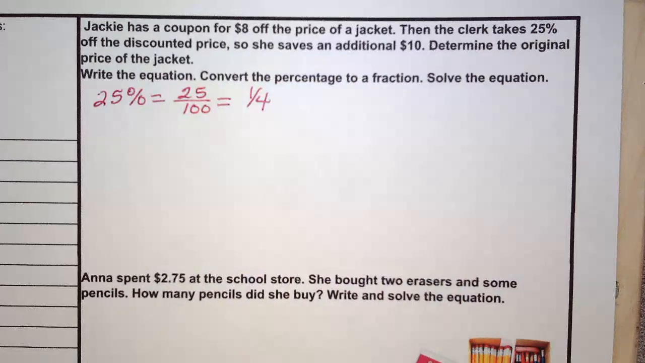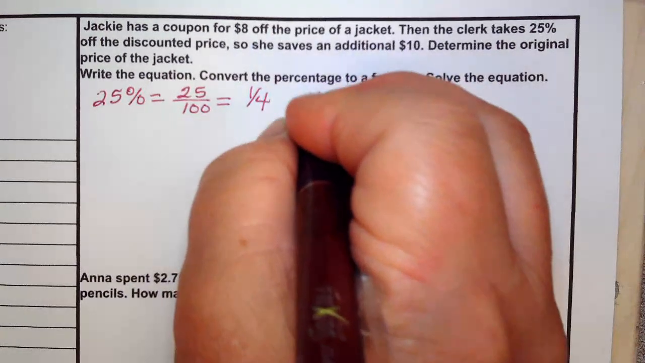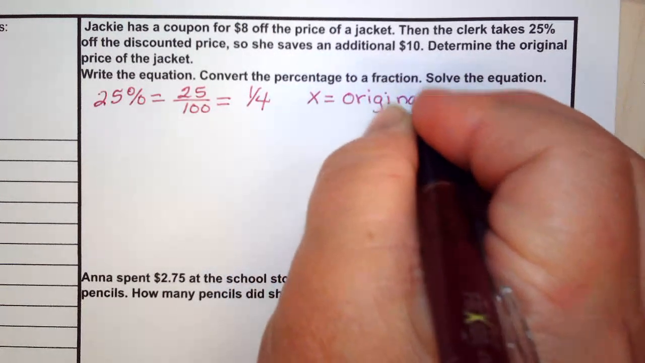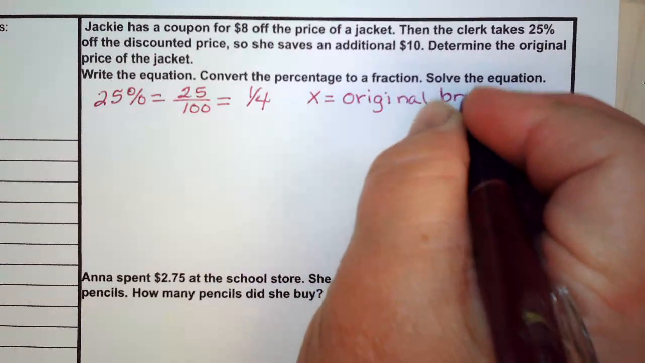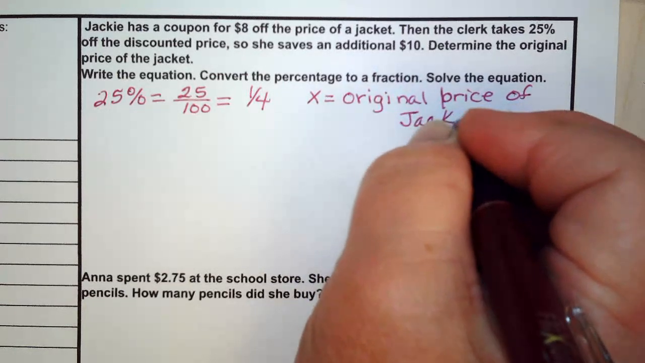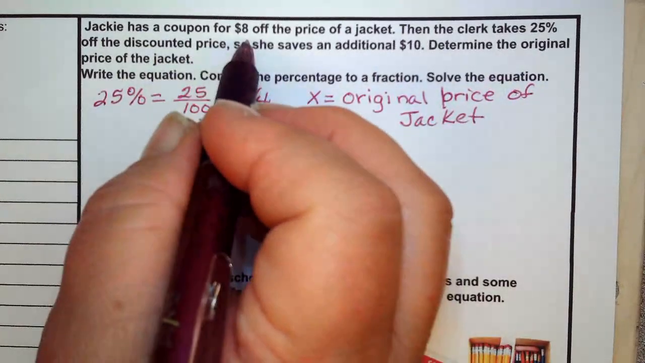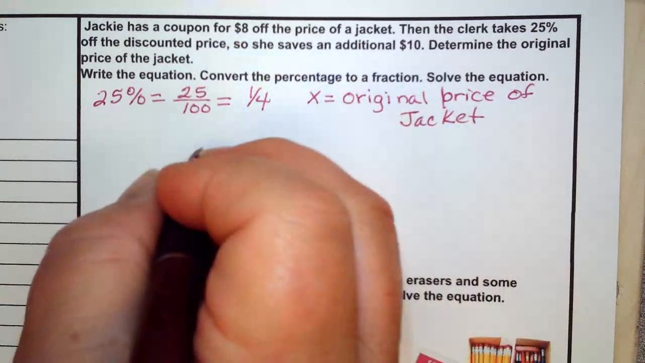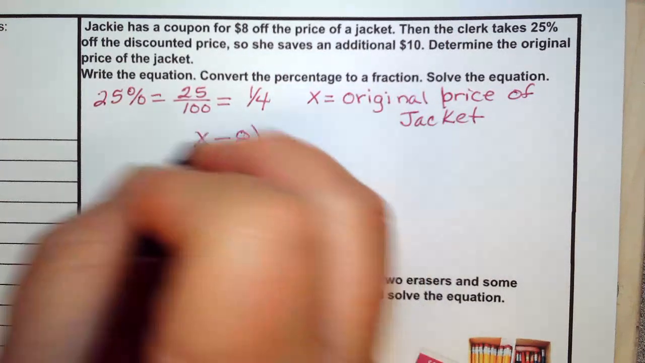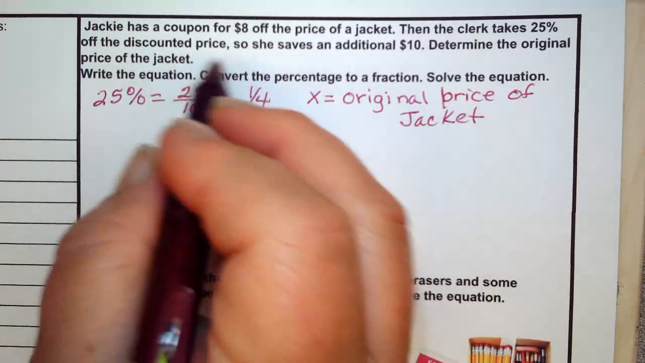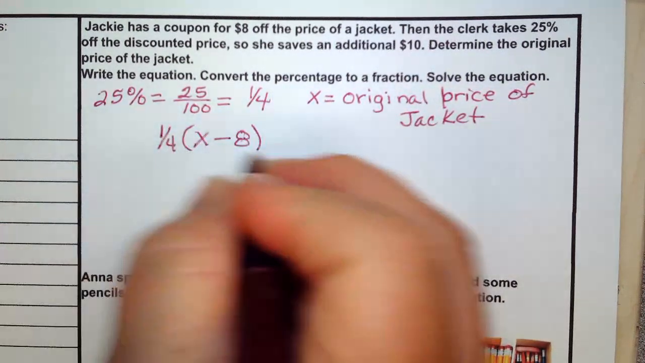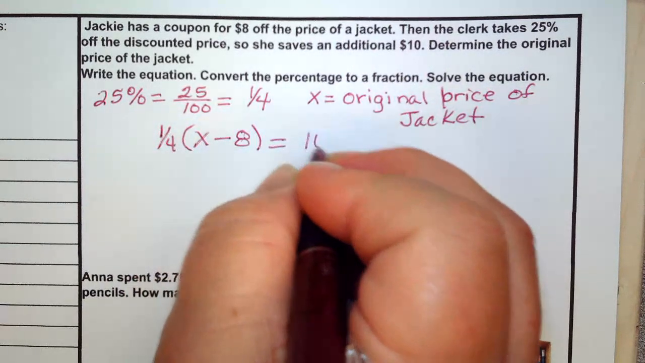So, x will be the price of the jacket, original price. So we know that she had a coupon for $8 off the price of the jacket. So that would be x, the original price, minus 8. But then she got a discounted price of 25%, 1/4. And that saved her $10.